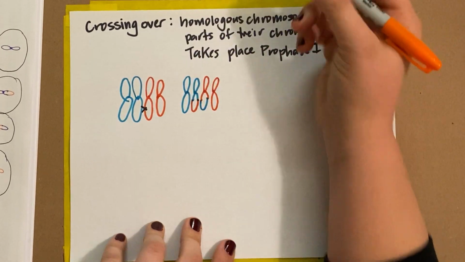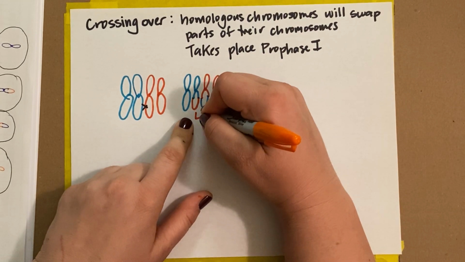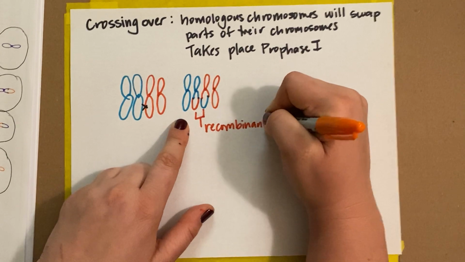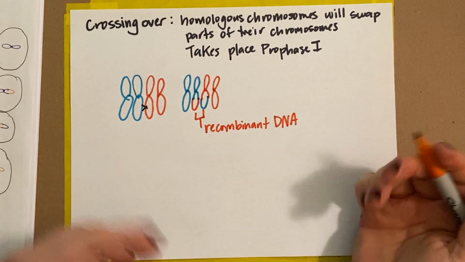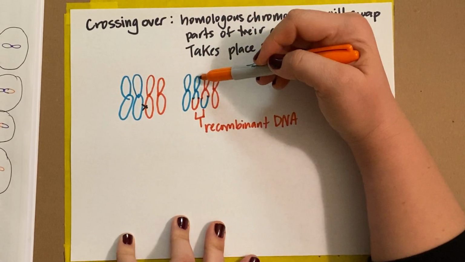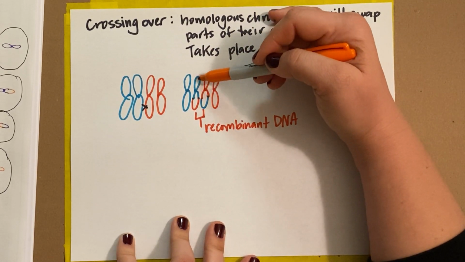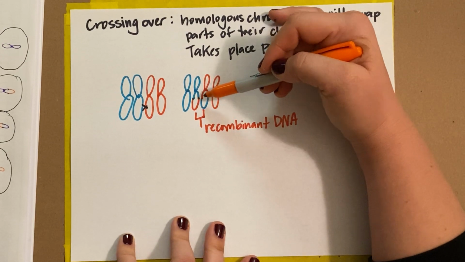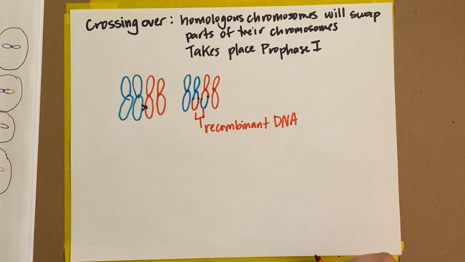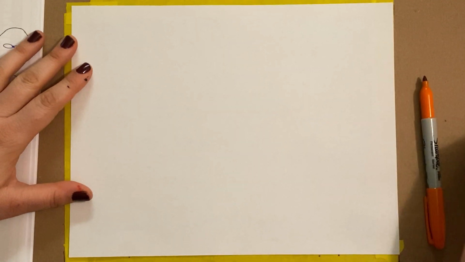Okay, and so what you're seeing here now is what we call recombinant DNA. So this has been recombined. So if we were originally saying this is from mom, this is from dad, we now have chromosomes that have part mom DNA and part dad DNA. So these are recombinant DNA. Okay, and so what this would then look like in our actual meiosis, let me just draw this out.